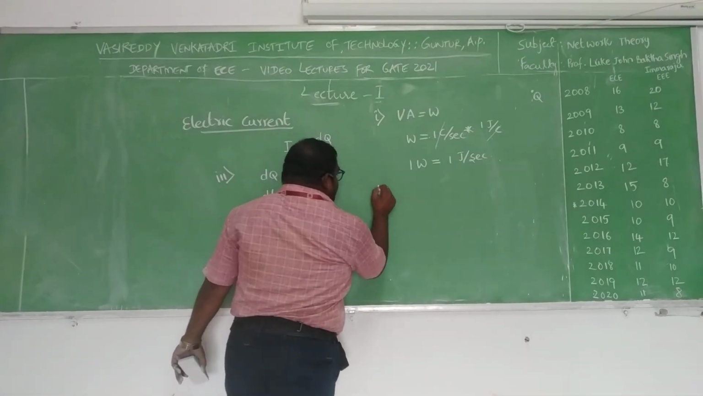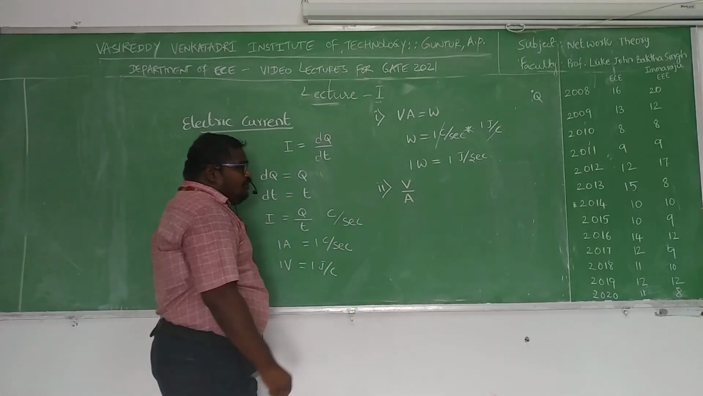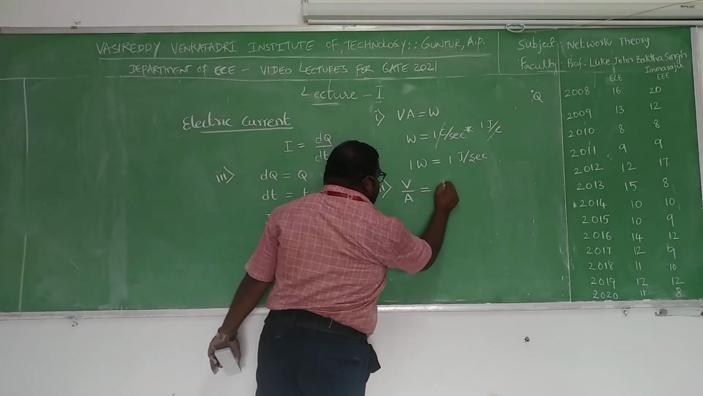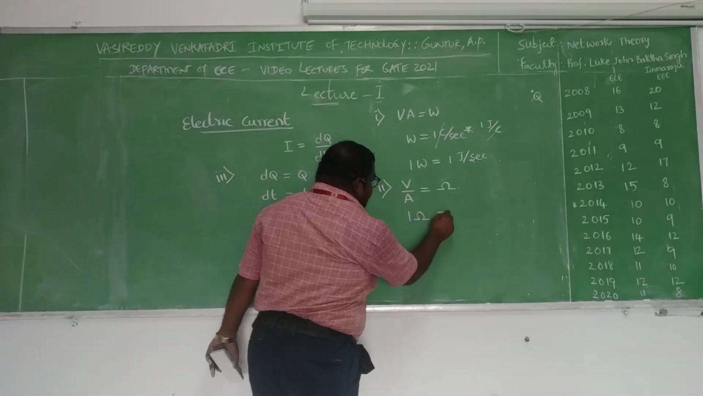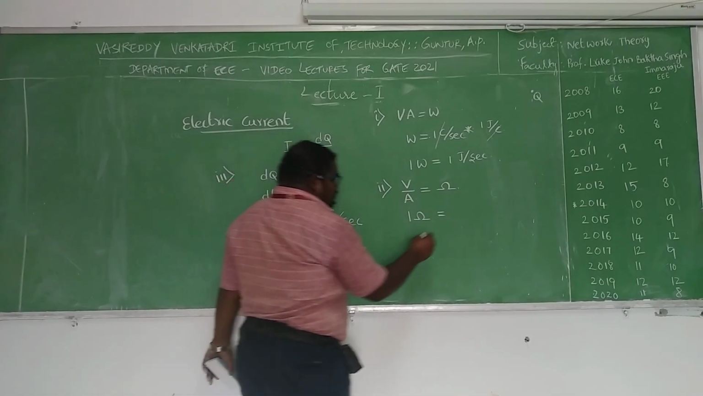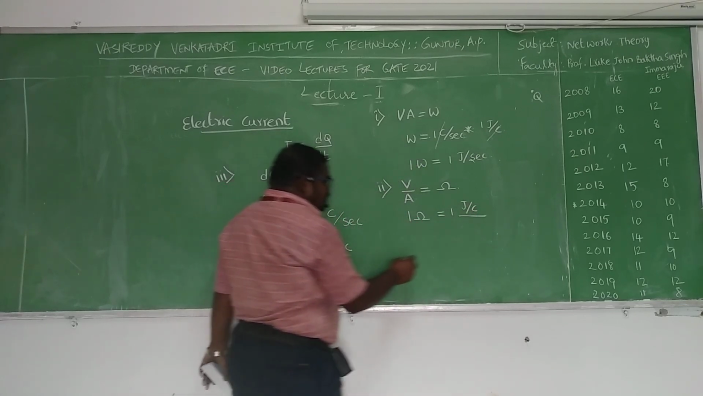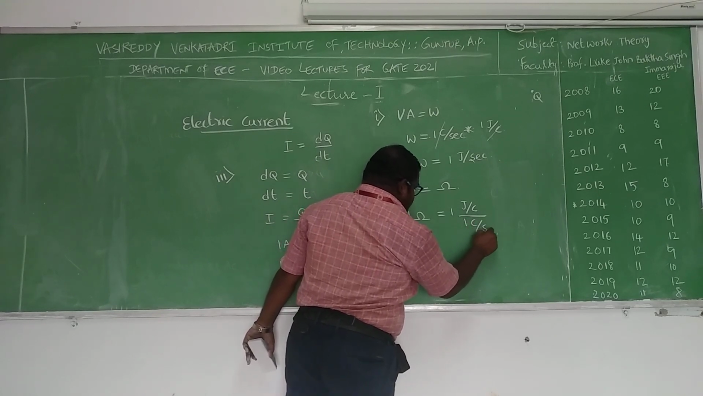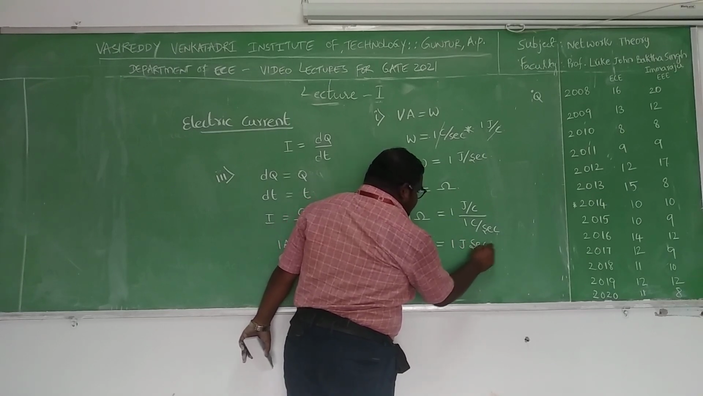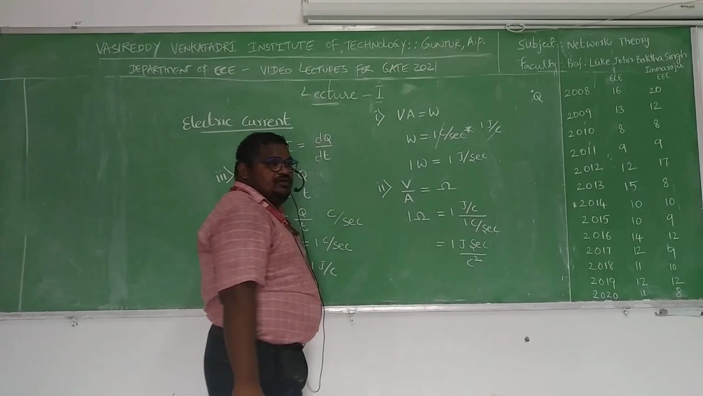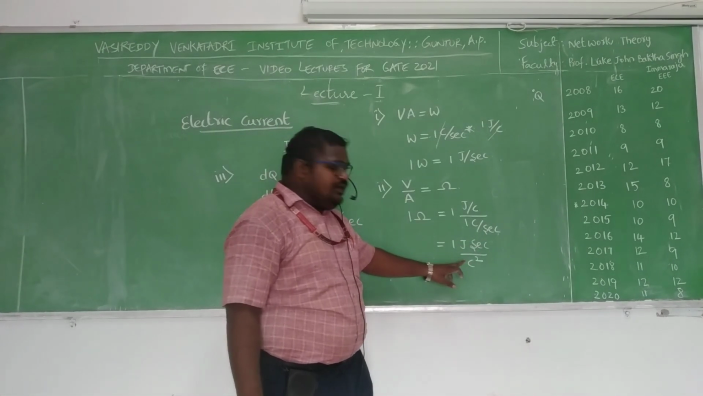Next, if I divide these two, that is volt per amp, we know it is ohms. Now what is an ohm? Volt is 1 joule per coulomb divided by 1 coulomb per second. So 1 ohm is equal to 1 joule second divided by coulomb square.